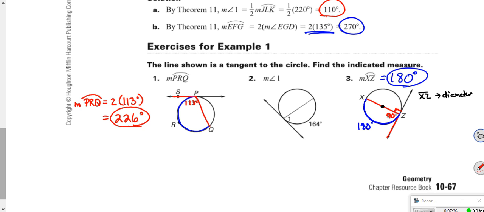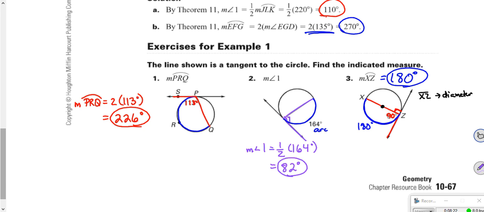Okay, now, number 2, they want us to find the measure of angle 1. Let me use a different color this time. So they want us to find measure of angle 1 here. They tell us that the intercepted arc here is 164. That's the arc measure. So the measure of angle 1 is 1/2 the intercepted arc, or 1/2 of 164. So it's going to be 82 degrees. Okay, I hope you guys can see that.